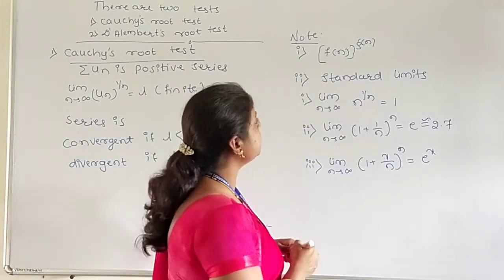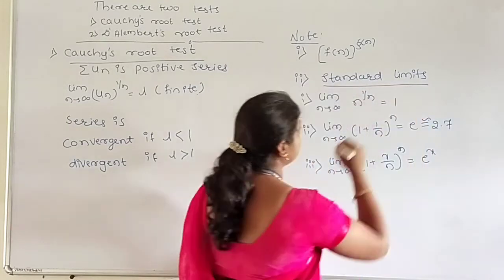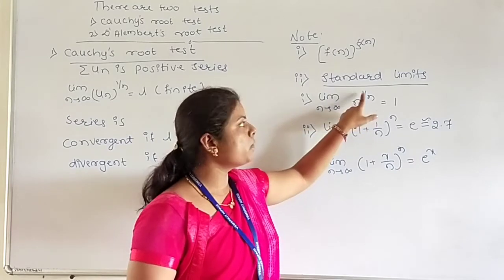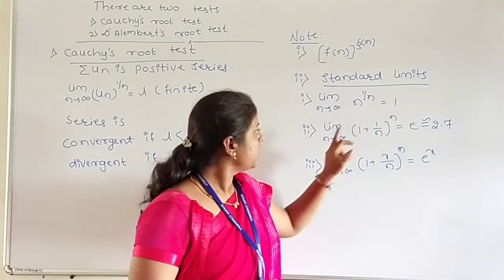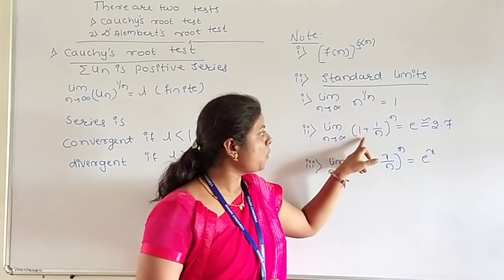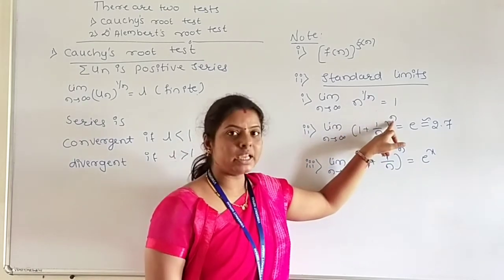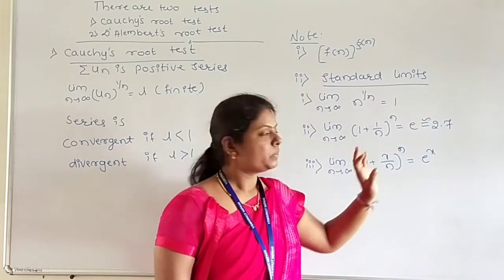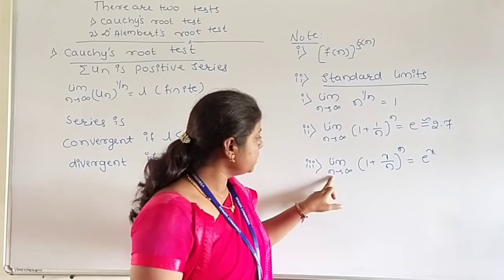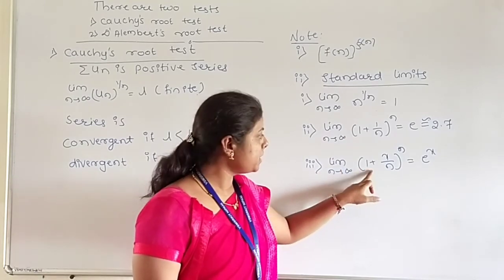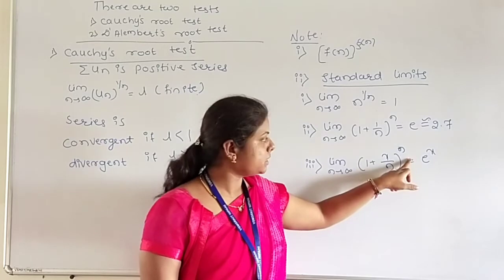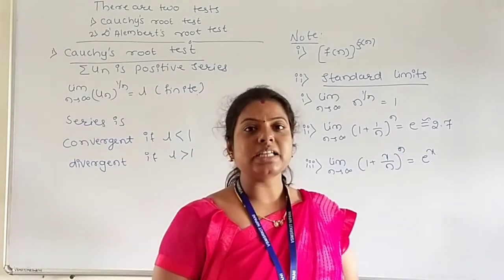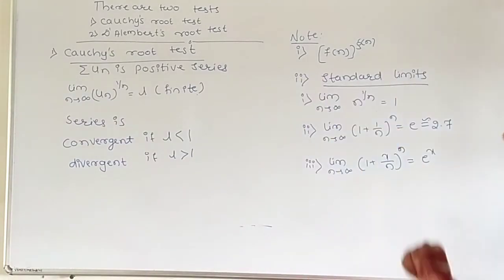Here some standard limits are there that we have to use directly. First one is limit as n tends to infinity, n to the power 1 by n is equal to 1. Second, limit as n tends to infinity, 1 plus 1 by n to the power n is equal to e. E is an exponential term, whose value is 2.7. Third one is limit as n tends to infinity, 1 plus x by n to the power n is equal to e raised to x. These are the standard limits we have to use in our examples.